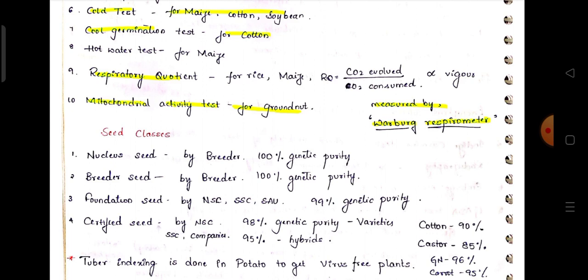The respiratory quotient is measured by the Warburg respirometer. Remember, respiratory quotient is measured with the Warburg respirometer.